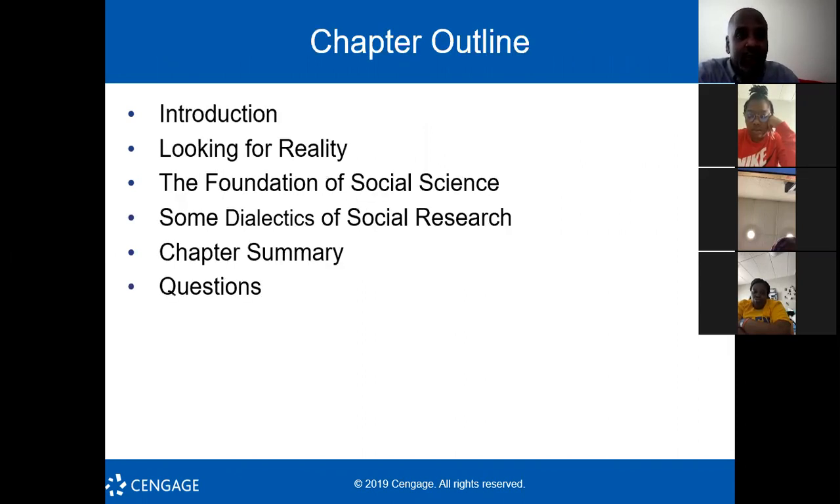The chapter outline I'll go through very quickly. Brief introduction. We talk about how we look for reality. And this is important because one of the great concerns of our society today is that a lot of people have this perception that there can be multiple truths about stuff. In some cases there are. Now, there are always multiple perspectives.